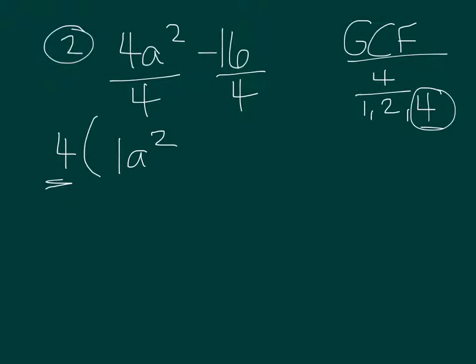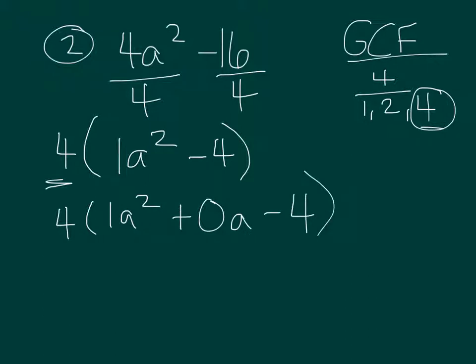Negative 16 divided by 4 is going to be negative 4 for this one. And again, I'm going to write this out so I remember what my a term is. If I had an a in the middle, it needs to be a 0. Since it's not there, I'm just going to write 0. And now from this point, we're going to solve them the way we've been solving problems.